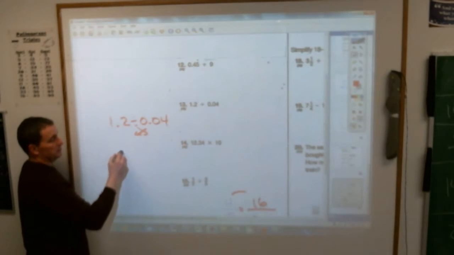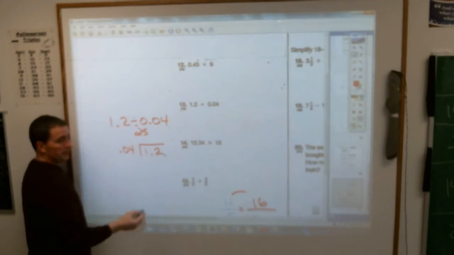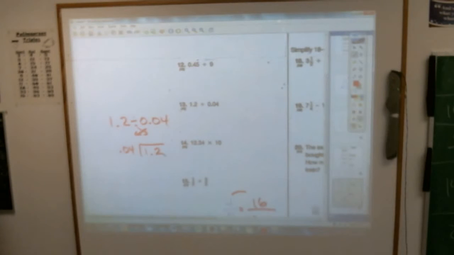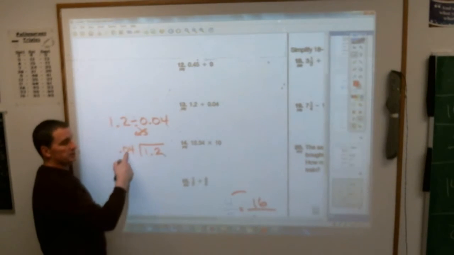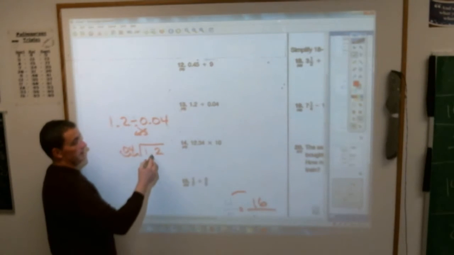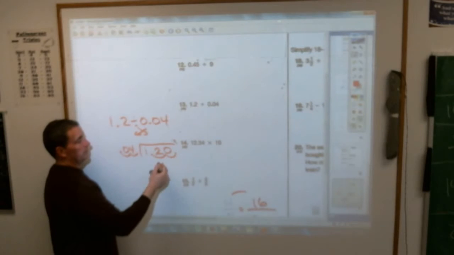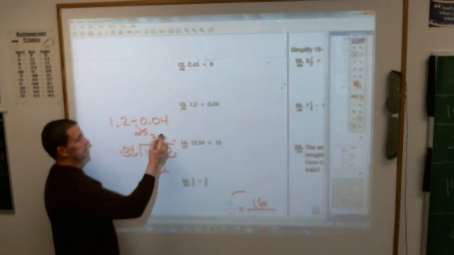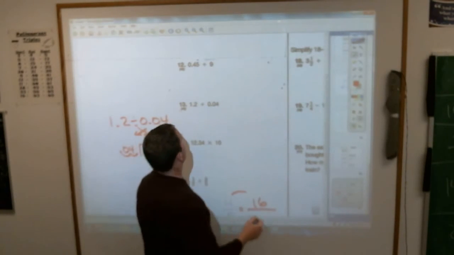This goes 0.04 on the outside, 1.2 on the inside. Next step would be to do what, Keith? Remove the decimal from there. You have to get this decimal completely out of here, so it's gotta go 2 places to the right, so that becomes a 4. This decimal must also move 2 places to the right, so you have to add a 0. So it becomes 4 into 120, which actually ends up being 30. And your other one was which one? 8.